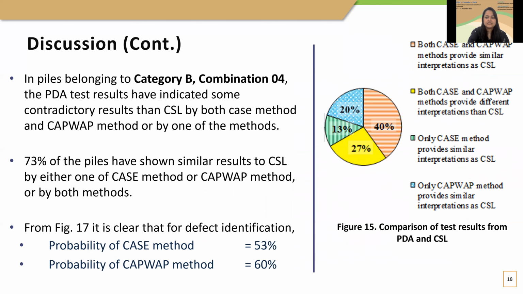And if we consider CSL and PDA results in piles of combination 4, only 27% of the piles have shown different results to CSL data in both the case and the CAPWAP methods, as shown in figure 14. And also, it is clear that 73% of the piles have indicated similar results to CSL by either the case method, the CAPWAP method, or by both of the methods.